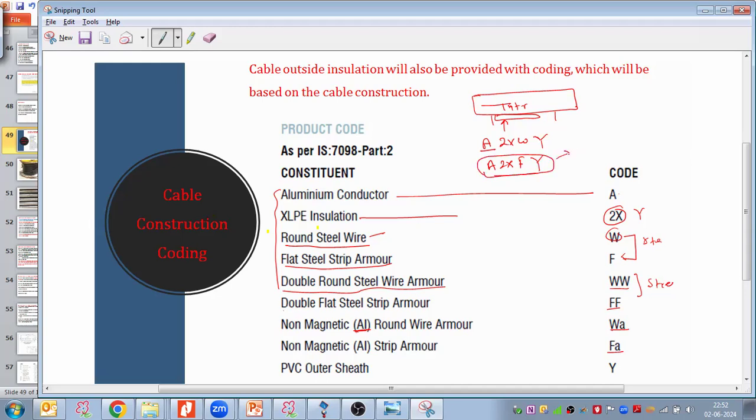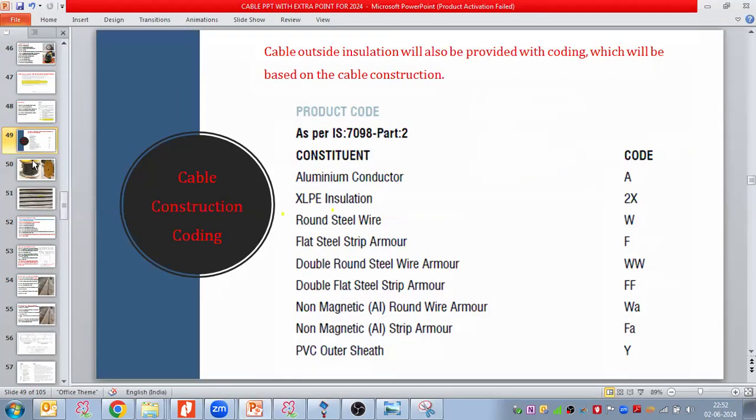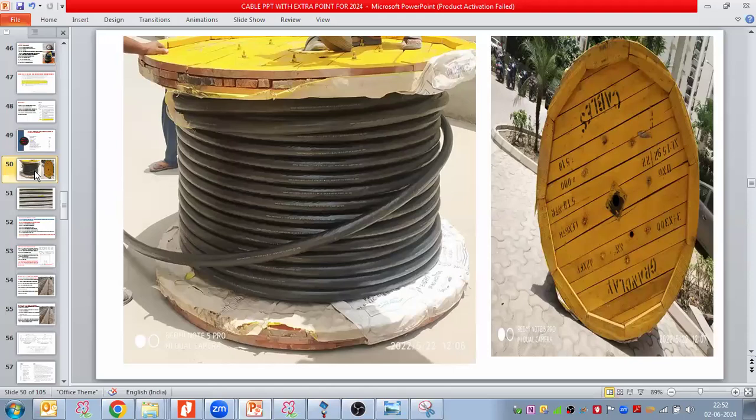Then they mention the type of the core, like whether 3-core or single core cable, and size of the core or conductors, and then the manufacturing year and make of the cables. So all this embossing or marking is done on the cables. I have taken a cable drum photo. If you see in the cable drum photo, this is the cable, and at regular 1 meter intervals cable marking has been done.